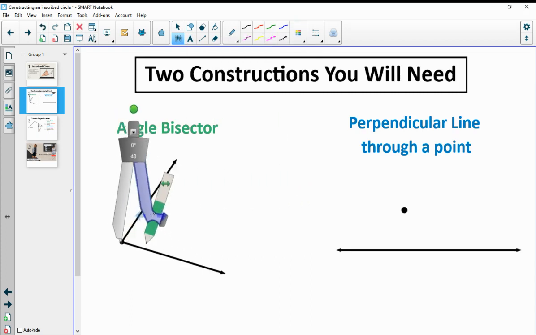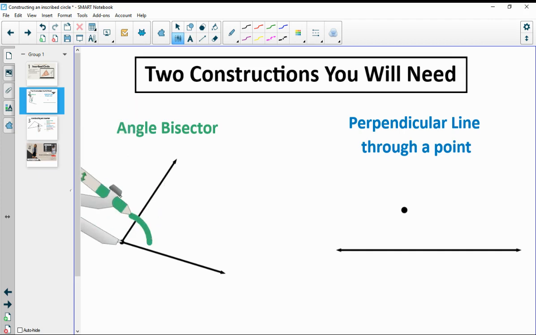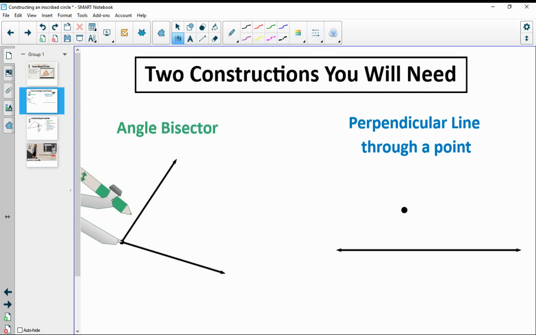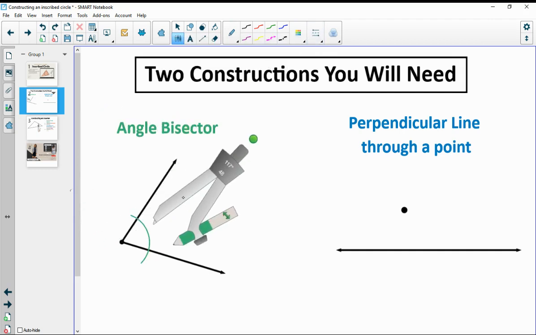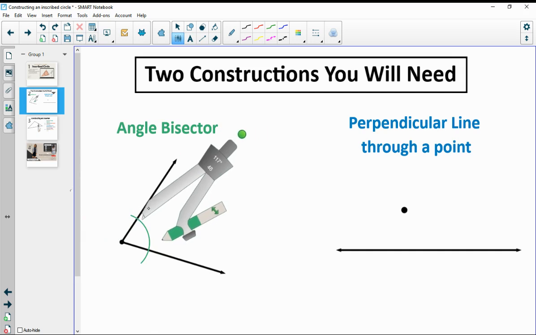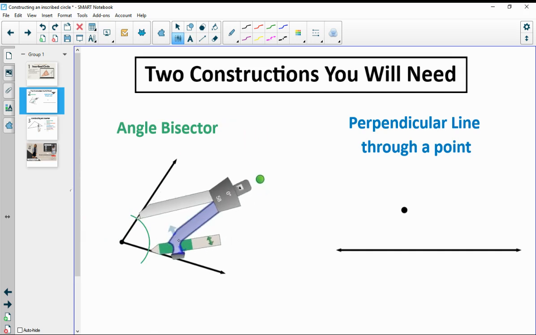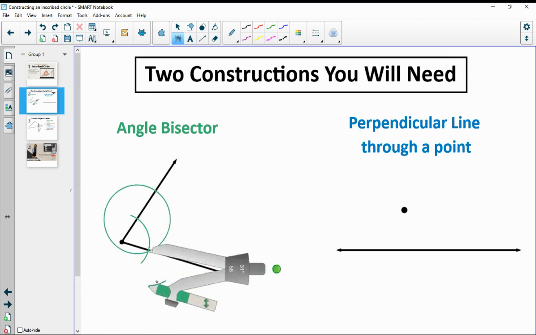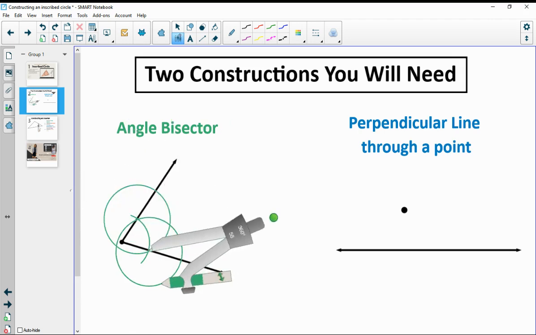So to do the angle bisector, remember you set your compass on the vertex of the angle. You draw an arc. Let me make this thinner. You draw an arc that crosses the angle. Then at each of the intersection points, you draw another circle. And you can open this to the width here if you want to. It can be larger than that too. But then draw a circle around this intersection and the same size circle around this intersection.